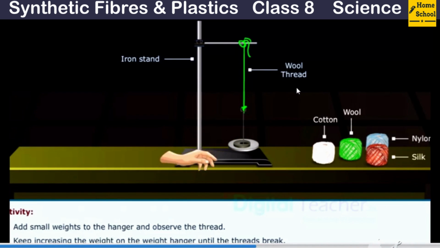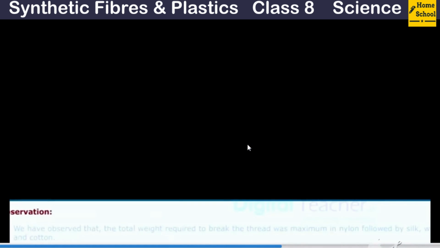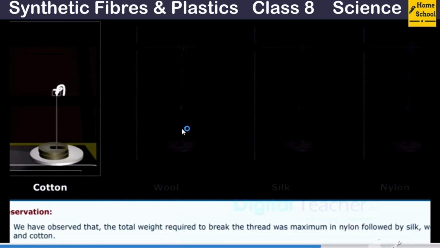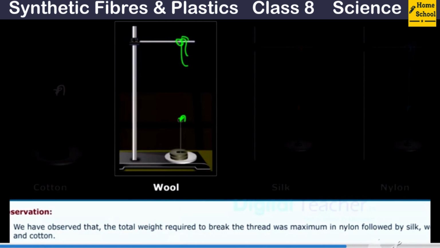And this is our woolen, right? Say 2 weights, yeah, wool is also very, very weak, right? And now let us check out which one is stronger. See, cotton thread got broken just on adding 2 weights, right? And then our woolen thread also is much weaker. On adding 2 weights, it got broken.